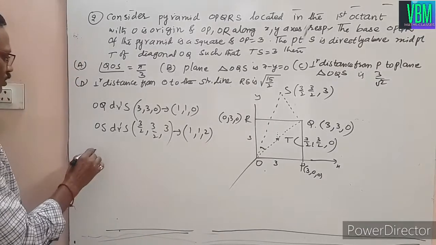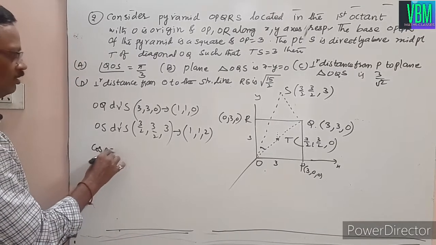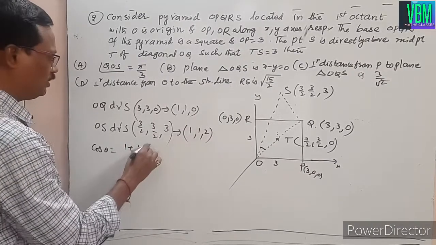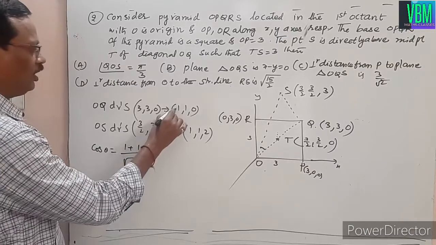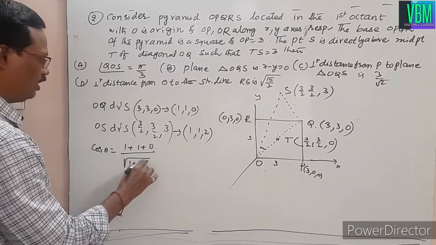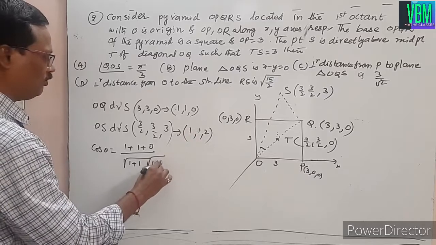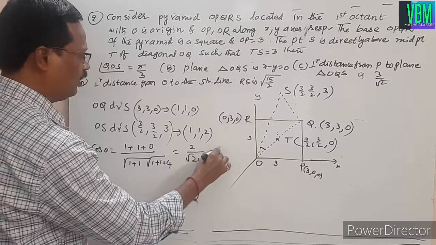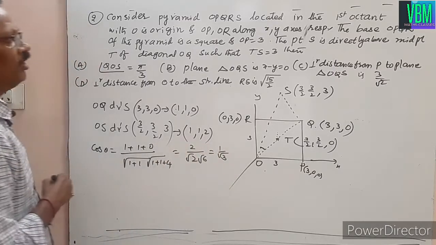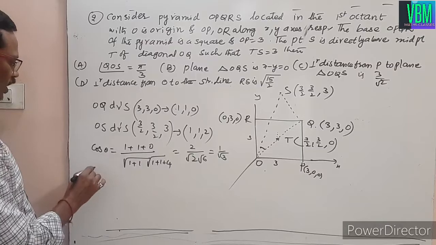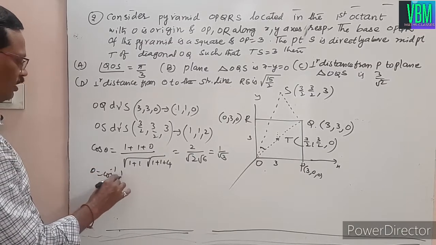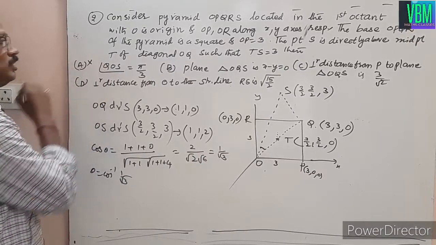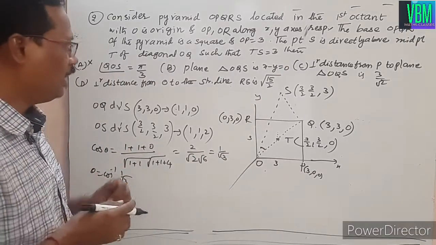Angle between these two: cos theta is equal to A1 A2 plus B1 B2 plus C1 C2 by under root of A1 square plus B1 square plus C1 square, under root of A2 square plus B2 square plus C2 square. This is 2 upon root 2 into root 6. Therefore, this is 1 by root 3. So theta equals cos inverse 1 by root 3. But what they gave here is that the angle is 60 degrees. That's why this is wrong. Let us see the next one.